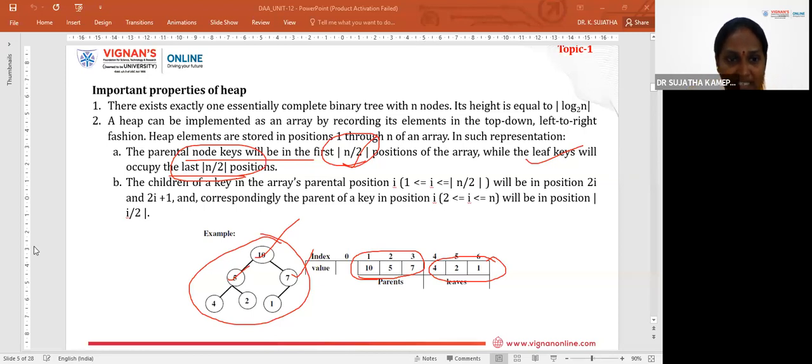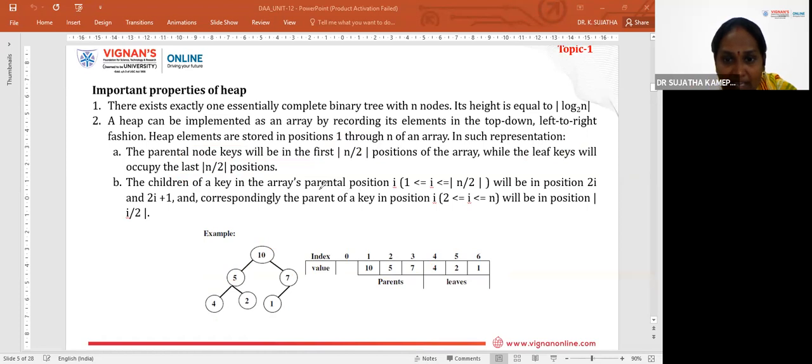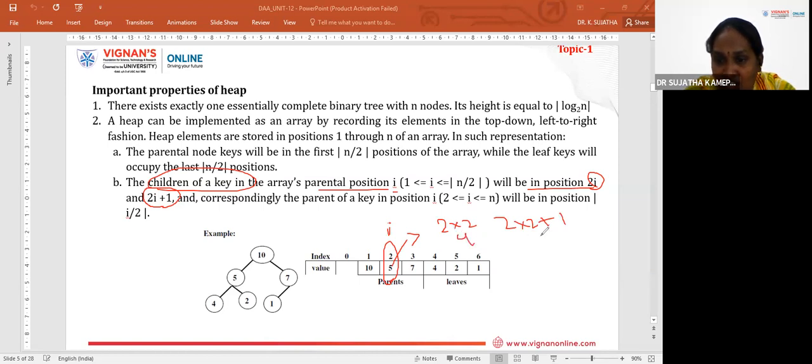Now, one more thing that you can see regarding this array representation. For a parental position i, where 1 <= i <= n/2, the children will be in positions 2i and 2i+1. Suppose any parent is present at position i, then its child is present in position either 2i or 2i+1. Suppose here 5 is present in position 2. Now i is equal to 2. The children of 5 are present in either position 2i or 2i+1, that is 4th position or 5th position. Now let us see 5's children, 4 and 2. 4 is present and 2 is present, in the 4th and 5th positions. Like here you can see the 4th and 5th positions.